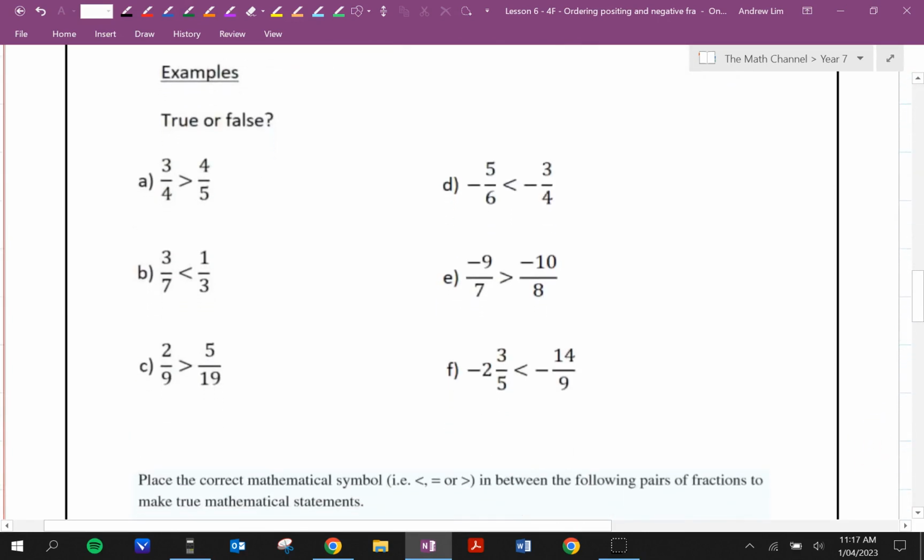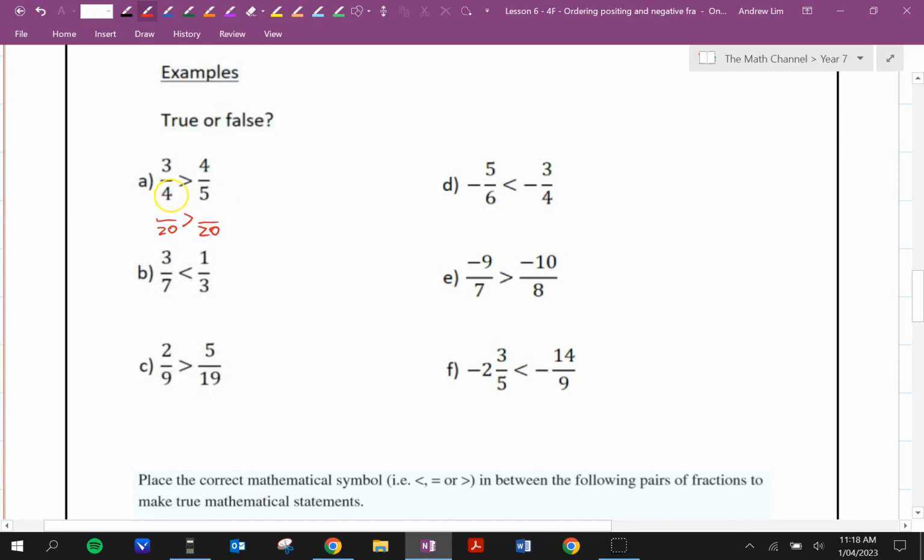We've got 3/4 is greater than 4/5, true or false? Now, they don't have the same denominator. The denominators are different. So what we need to do is make them have the same denominator. What's the lowest common multiple of 4 and 5? Well, 4 times 5 is 20, divided by 1, because that's the highest common factor. Still going to be 20.